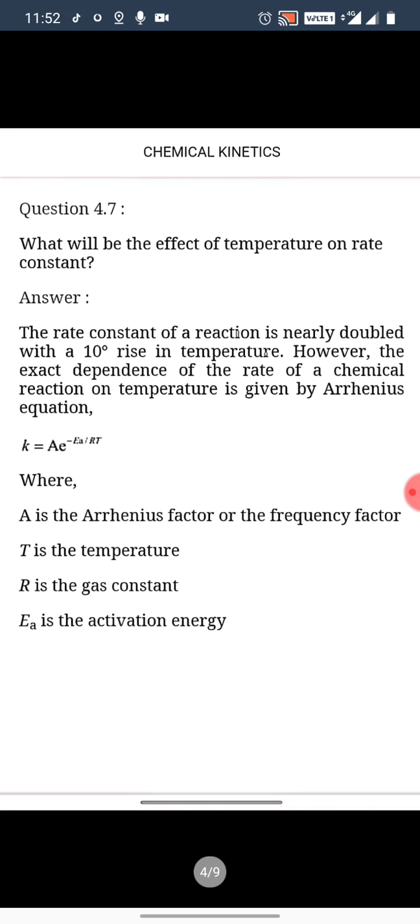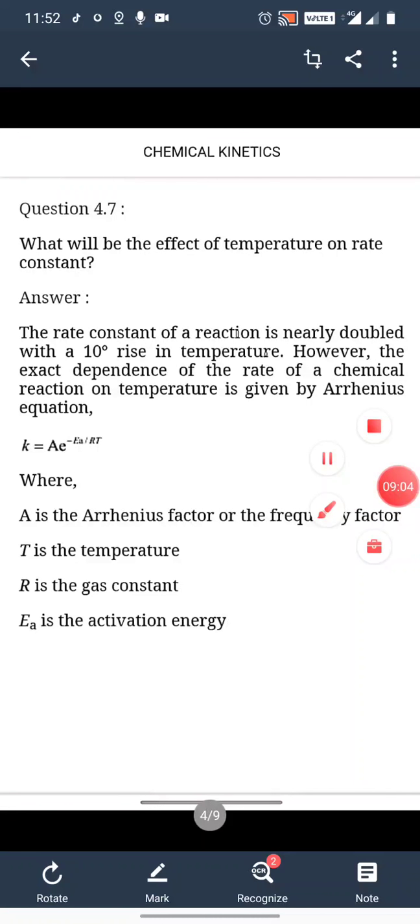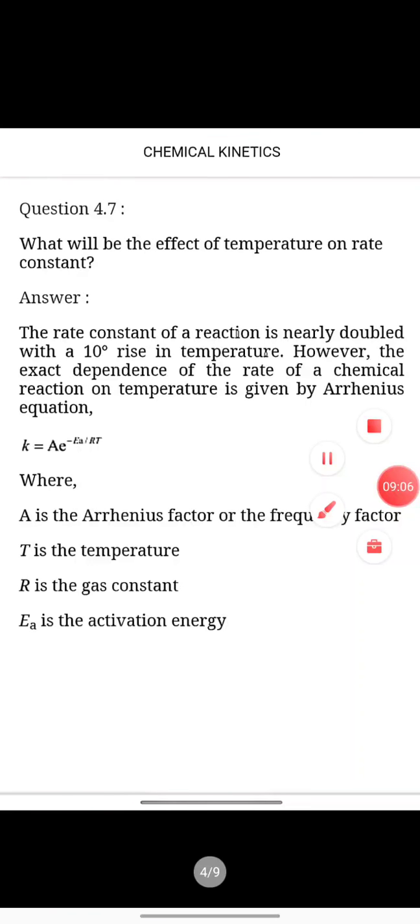Okay, now see the next question. What will be the effect of temperature on rate constant? This I have discussed in my very recent lectures, where I discussed with you the Arrhenius equation. So try to write down the answer on your own. This is also a board question. This has been asked in your board also. Now move on to the next numerical.